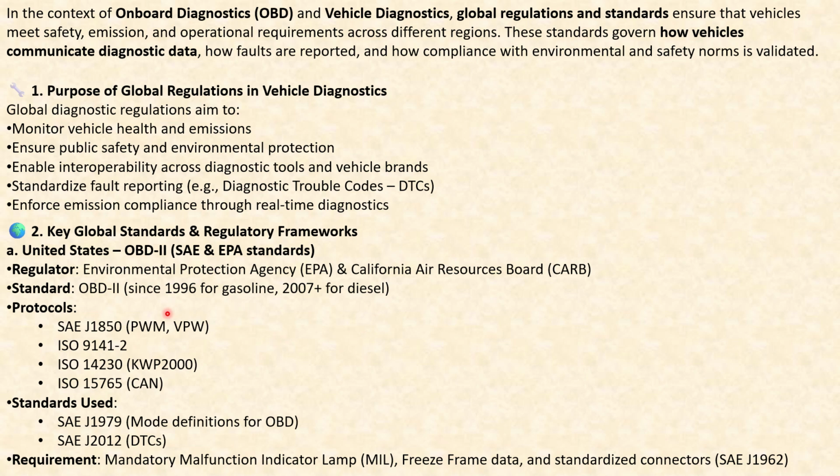All right. Now what are the various protocols? SAE J1850, PWM and VPW, ISO 9141, ISO 14230 for Keyword Protocol 2000, and ISO 15765 for CAN protocol. And what are the various standards used? Standards are SAE J1979 and SAE J2012. Now, what is the requirement? Why exactly is this mandated? The mandatory malfunction indicator lamp, freeze frame data, and standardized connection. So, these are the requirements that are being fulfilled with the help of this particular standard.